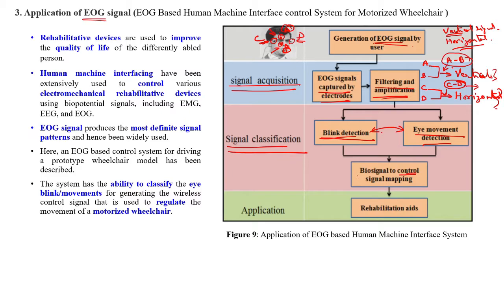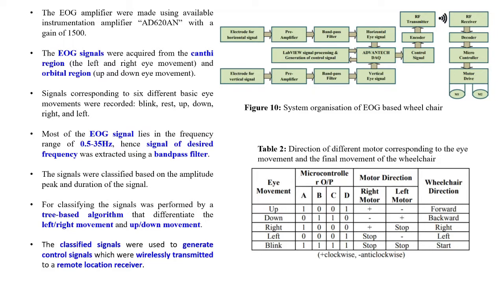From these two things, if we develop the logic, we can generate control signals, which are then mapped. So you have generated a bio signal, and through this logic a mapping is done to generate the control signal. Now this control signal is used for manipulating rehabilitation aids, for example a wheelchair. In our case we used a robotic vehicle which had two motors, M1 and M2.